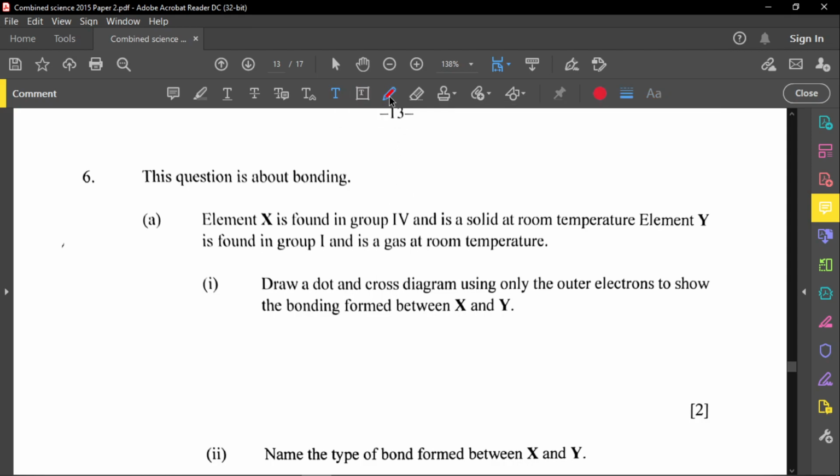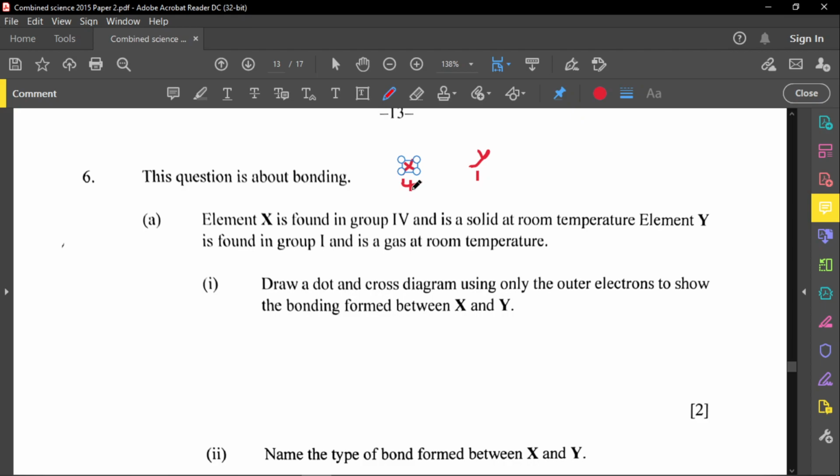The first thing you need to remember here: if element X is in group 4, it has 4 valence electrons. And if element Y is in group 1, that means it only has 1 valence electron, right? And so what you can know how much of each you need is simple, think about the amount of electrons needed. So let's say this is element X, element Y. Element X has 4 valence electrons. Element Y has only 1 electron. So here it needs 4 more. This needs only 1 more.